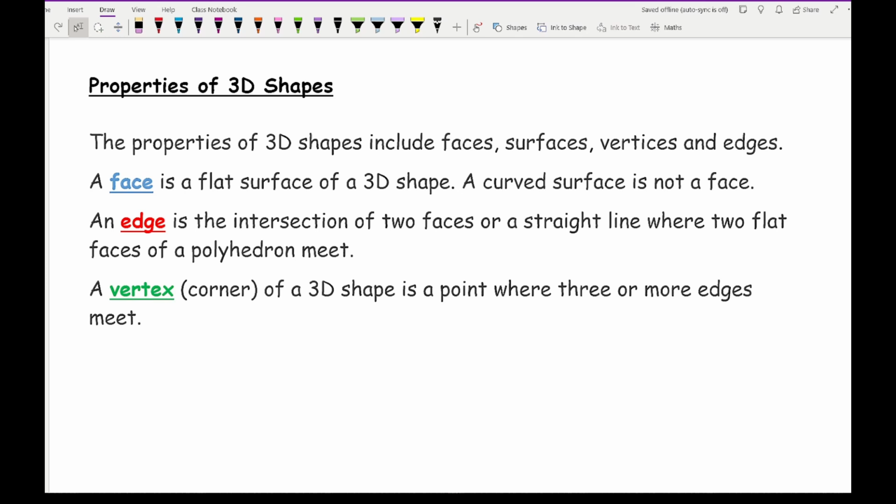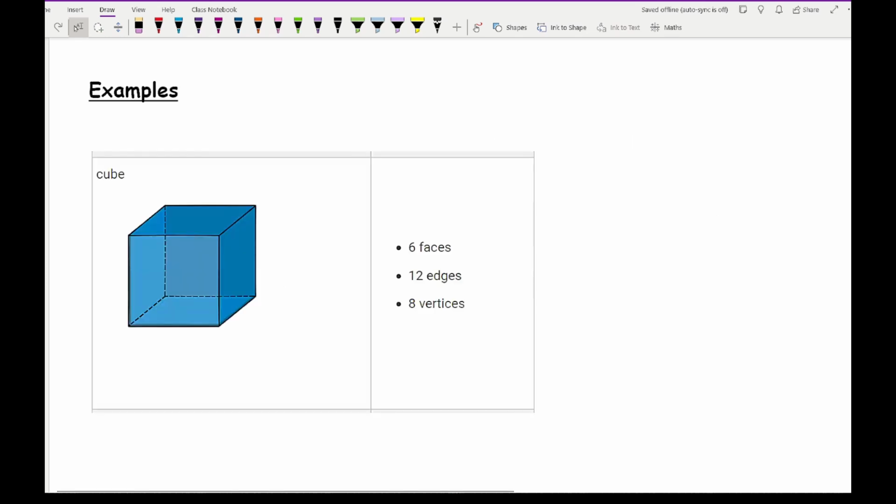Now an edge is the intersection of two faces, or a straight line where two flat faces of the polyhedron meet. So in other words, if you imagine a transparent 3D shape, it's the number of lines that you draw to make that 3D shape. Now a vertex, or the corner of a 3D shape, is a point where three or more edges meet. So now let's have a look at some examples of what we mean. So here we've got a cube on the screen, and you can see here that it's going to have 6 faces.